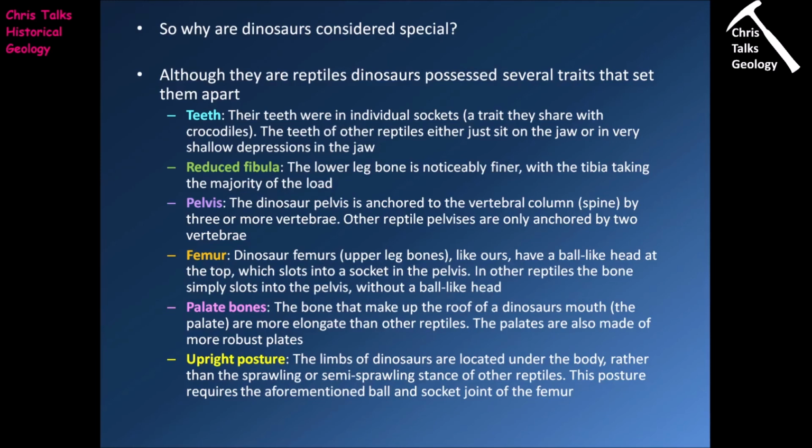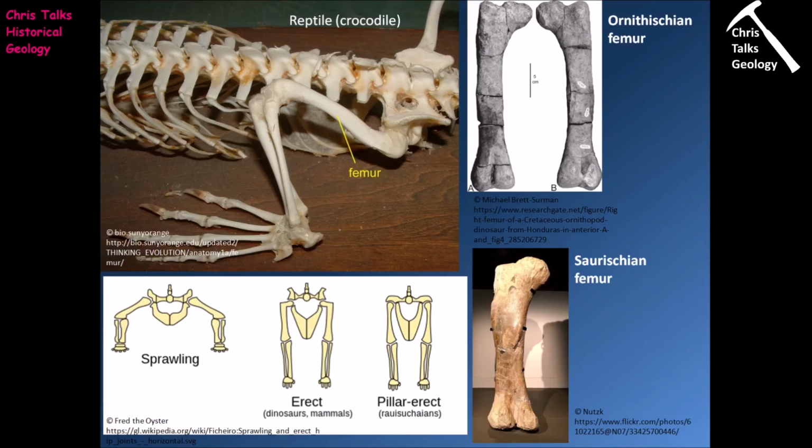So in terms of the leg design, we're back to the femur. Dinosaur femurs, which are the upper leg bone, like ours, have a ball-like head at the top, which slots into a socket in the pelvis. In fact, it's called a ball and socket joint. In other reptiles, the bone simply slots into the pelvis without the ball-like head. So I'm just going to jump to the next slide for this one.